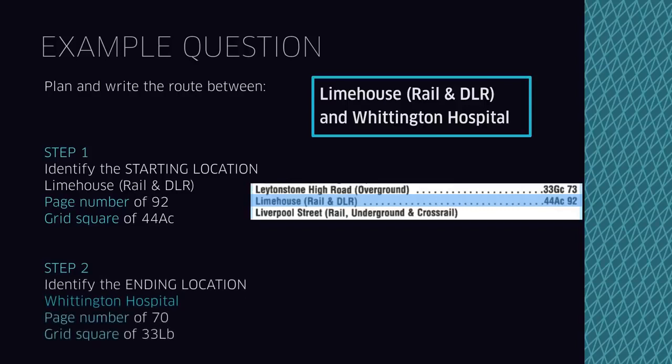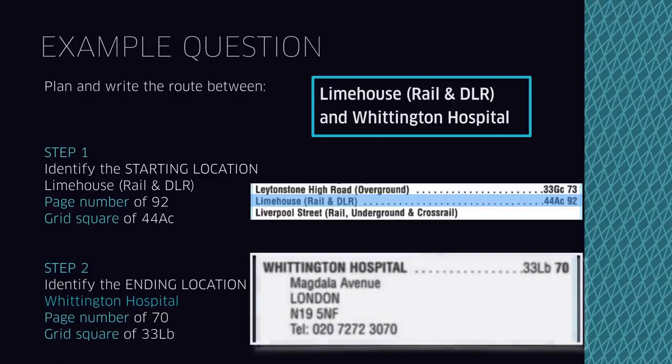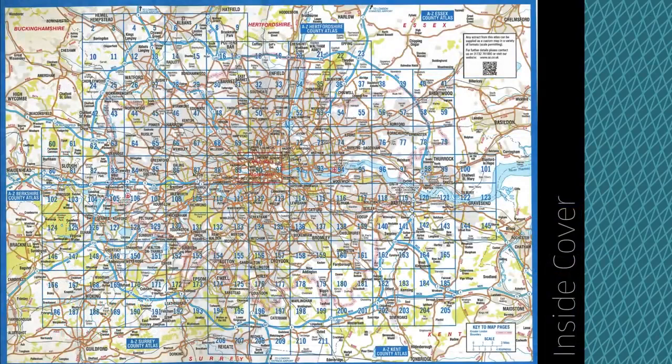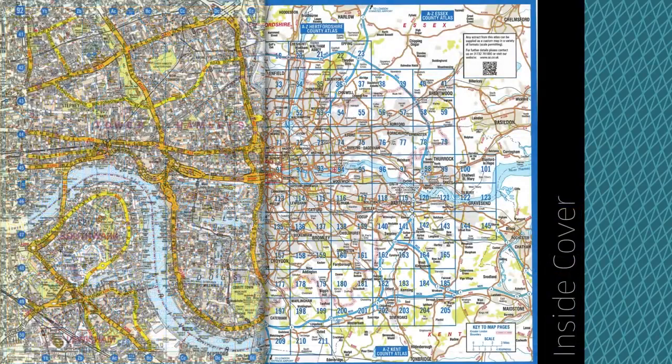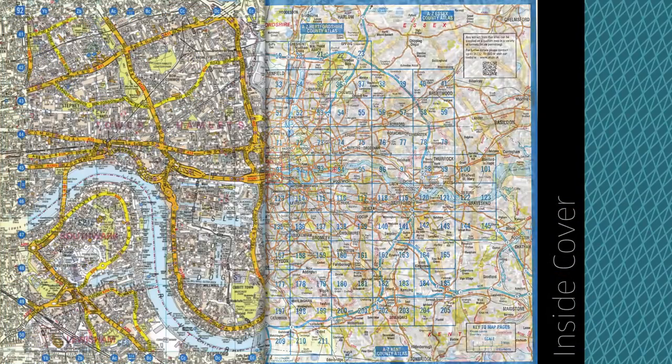Step 2. Identify the end location of Whittington Hospital. As this is a hospital, it will be listed in the hospital section of the index on page 426. Once we have found Whittington Hospital, write down the page number and the grid square reference. So page 70 and the grid square reference of 33LB. We now then turn to the inside cover.